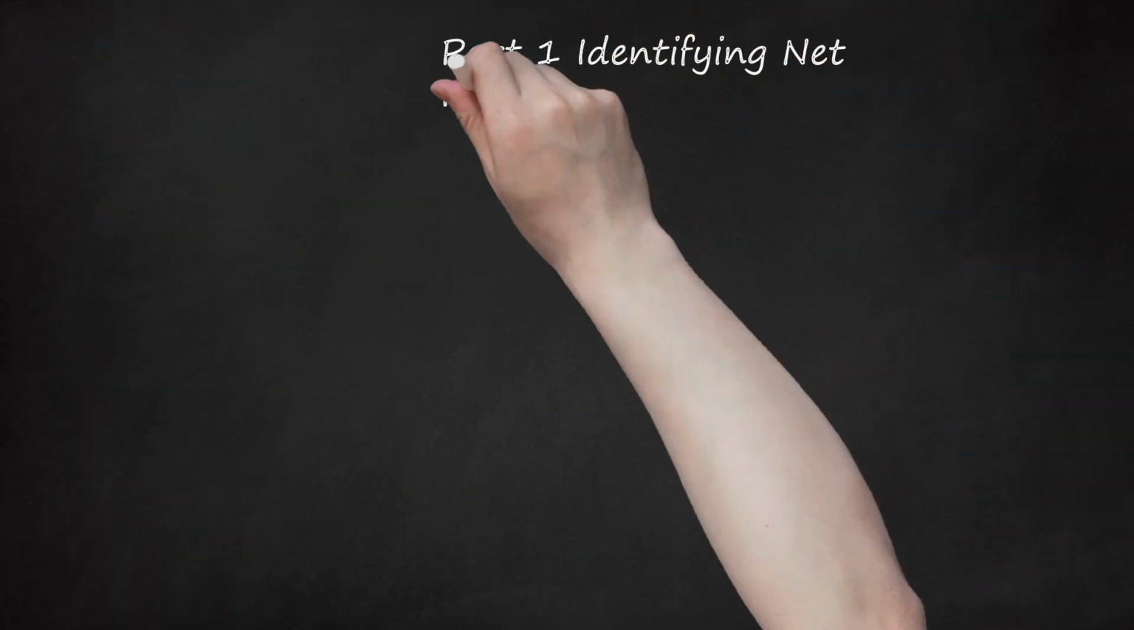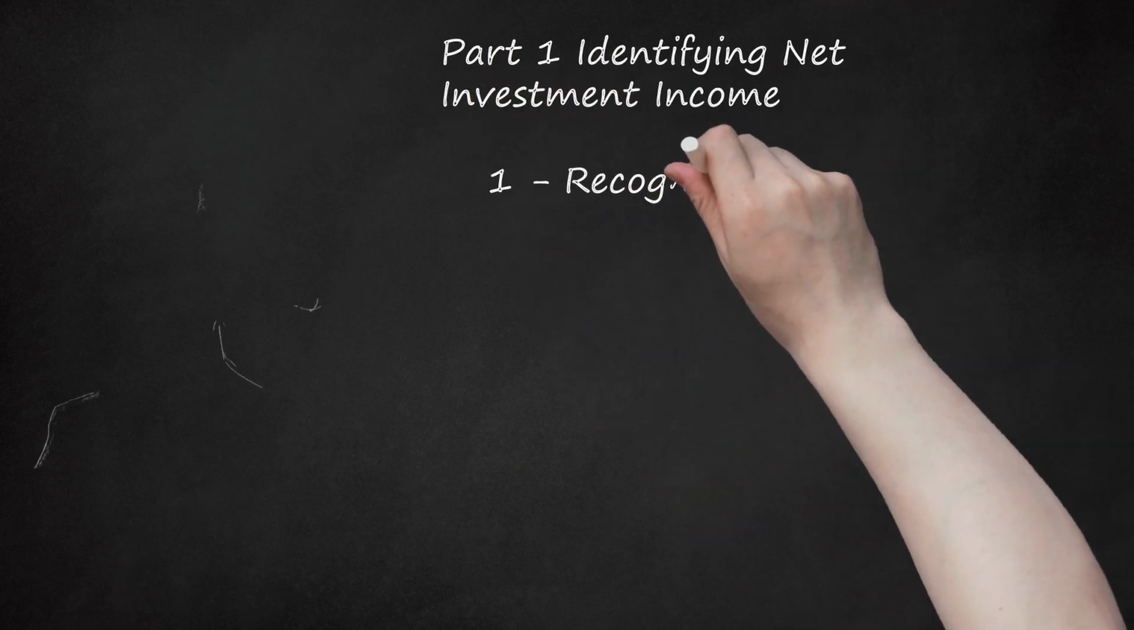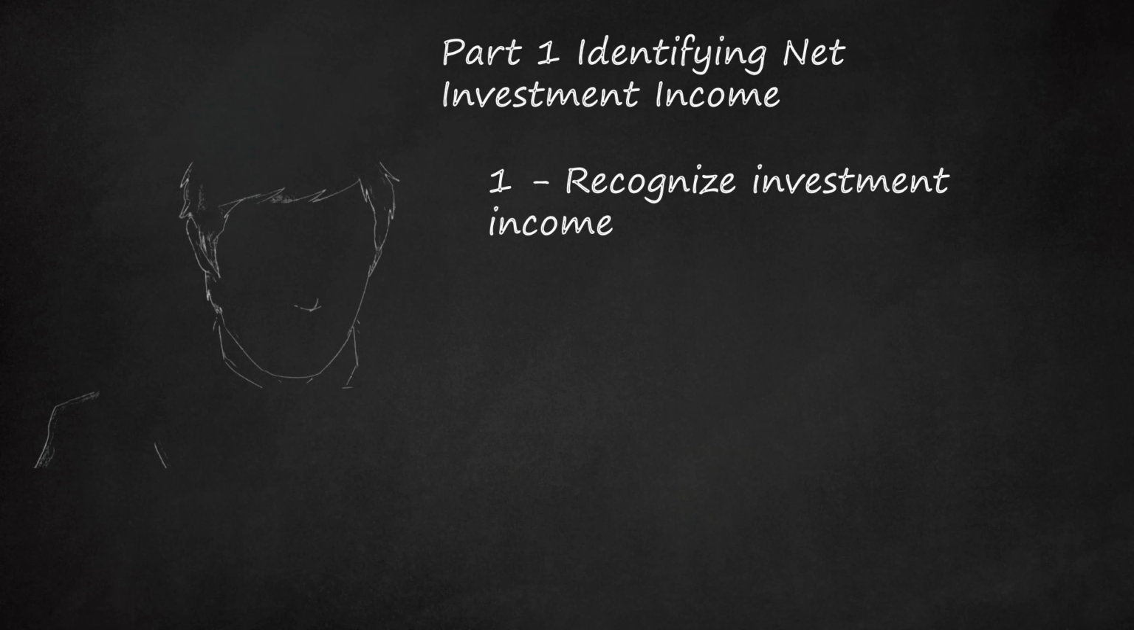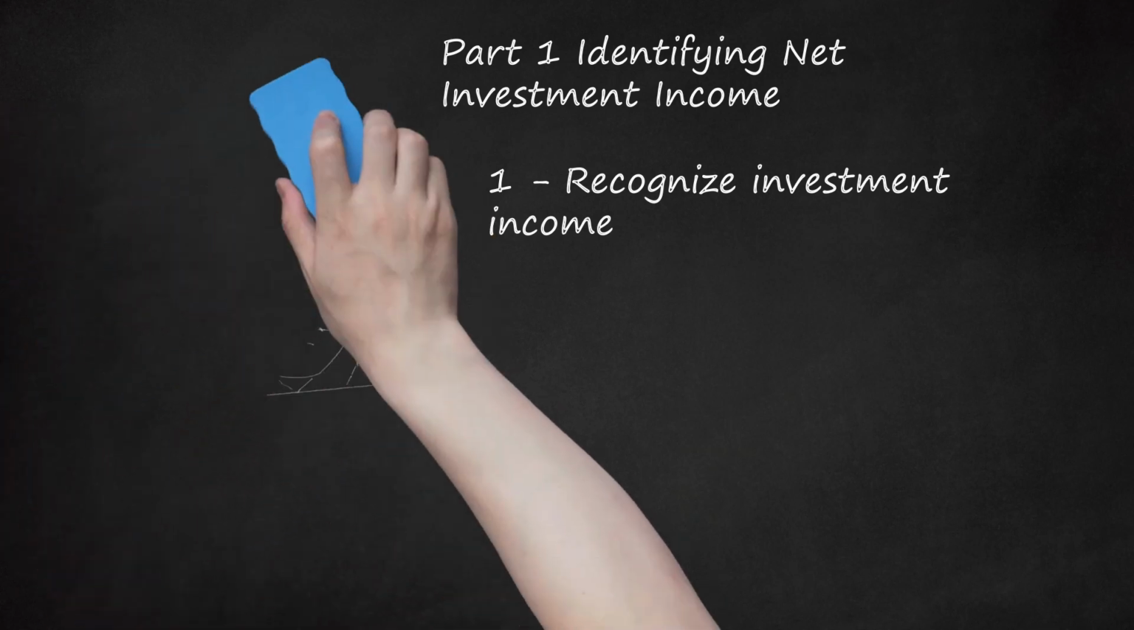Part 1. Identifying net investment income. 1. Recognize investment income. Income you must include as investment income for NIIT purposes is laid out by statute and by the IRS. In general, your investment income will include the following: interest, e.g., income from bank accounts and loans; dividends, e.g., payouts from corporate stock holdings; capital gains, e.g., income from the sale of capital assets; rent and royalty income, e.g., income from homes you rent; non-qualified annuities, e.g., a certain type of insurance contract that pays you later in life.